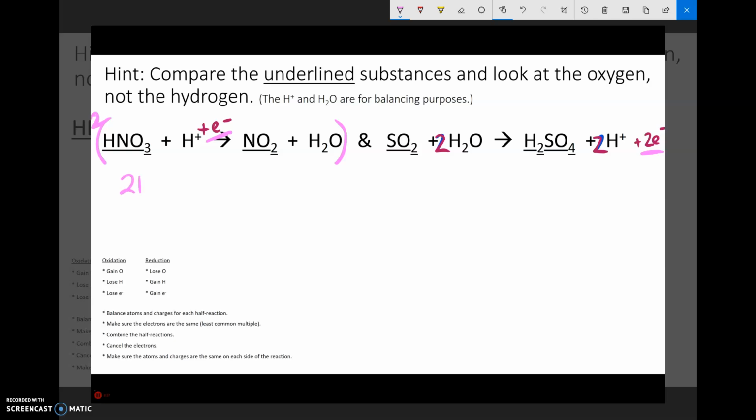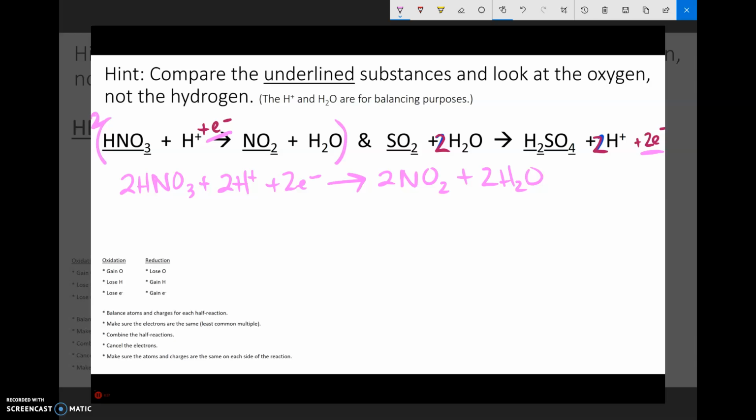When we do that, we get 2 HNO3 plus 2 hydrogen ion plus 2 electrons. Then on the product side, we get 2 NO2 plus 2 waters. Okay, that 2 is going to distribute to everything behind it.